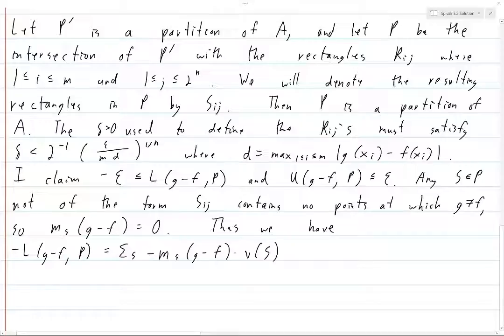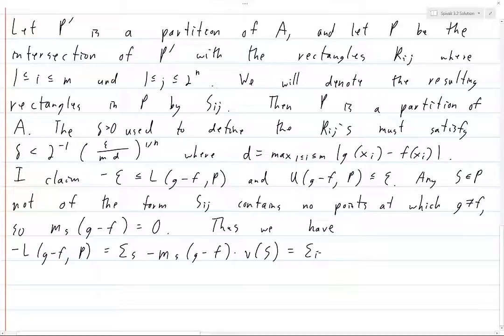This includes both S's which are of the form S_ij and S's which are not of the form S_ij. For the S's which are not of the form S_ij, we know that m_S(G minus F) is going to be 0. And so the only rectangles that can possibly contribute to this sum are the ones of the form S_ij. So we want to write the sum over all S_ij.